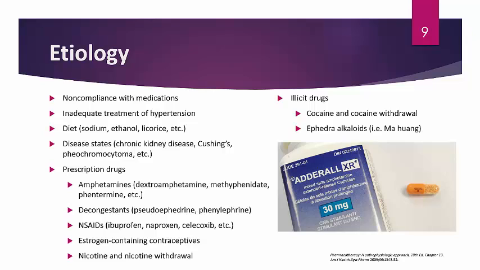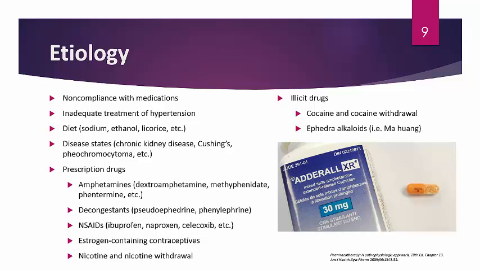Certain disease states may play a role in the development of hypertensive crisis. Some examples of disease states that may cause a hypertensive crisis include chronic kidney disease, Cushing's disease, as well as pheochromocytoma, which is a type of catecholamine-secreting tumor which can eventually lead to hypertension and hypertensive crisis.